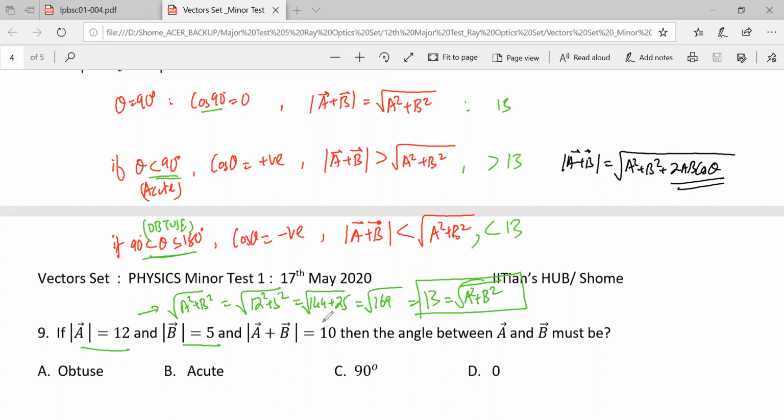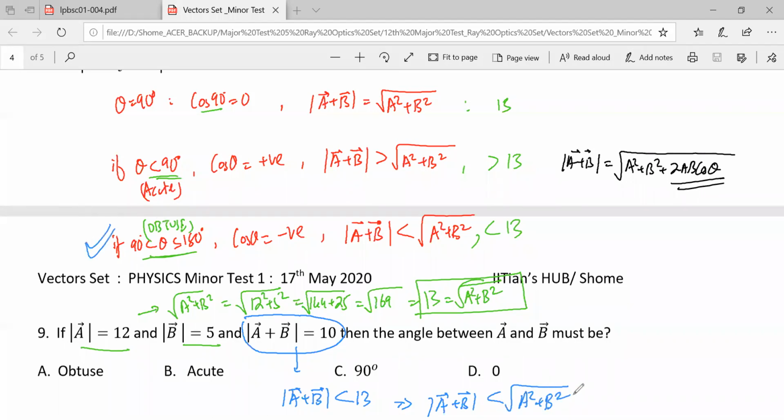So here, this is given to us as 10. So from that you can see that mod of a plus b is less than 13. In other words, mod of a plus b is less than square root of a square plus b square. So that means it's falling in this category. Okay. So therefore theta is an obtuse angle. It must be an obtuse angle. It cannot be an acute angle. It cannot be 90 degrees. It must be obtuse.